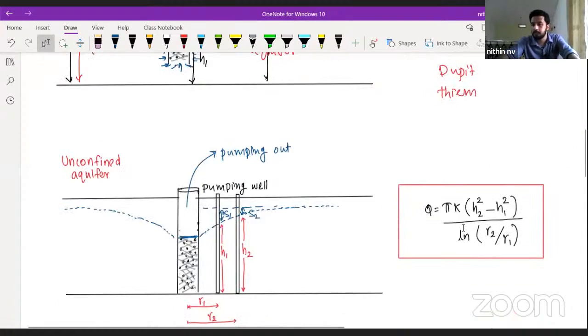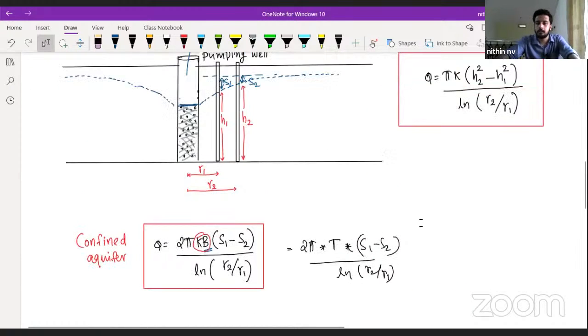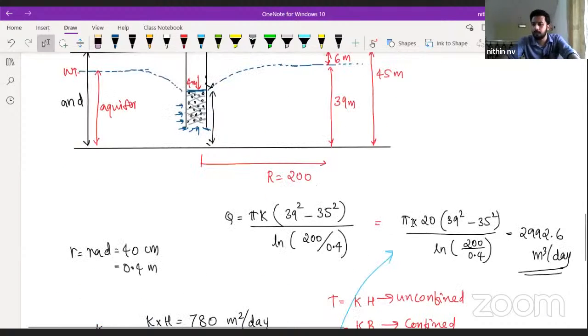Okay, if they are asking in liters per day and all. Is it clear, guys? So round off to 1 decimal. So up to you. Okay, you can put 2990, 2992.6 or 7. They will give a range because a lot of calculations are involved, you know. So they will give a range like 2980.1 or 3100.1, something like that. They may give a range, don't worry. Clear, everyone? Yes, very good.